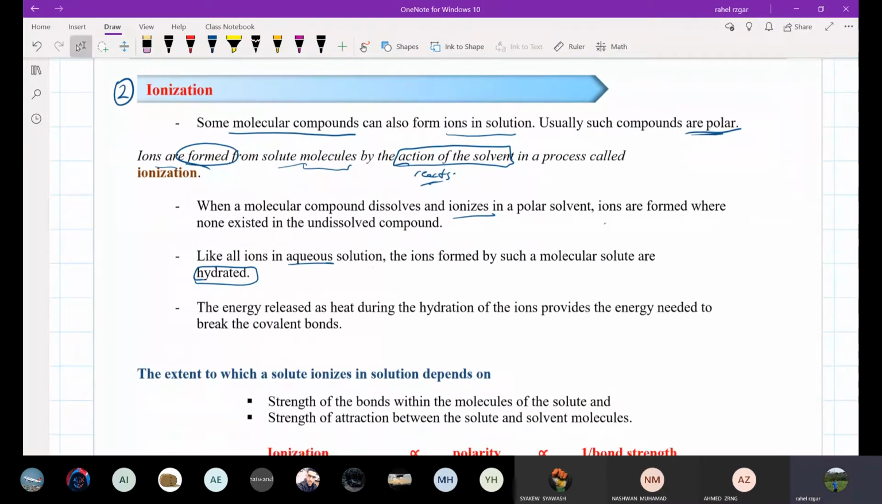And when these compounds undergo hydration, energy is released as heat.